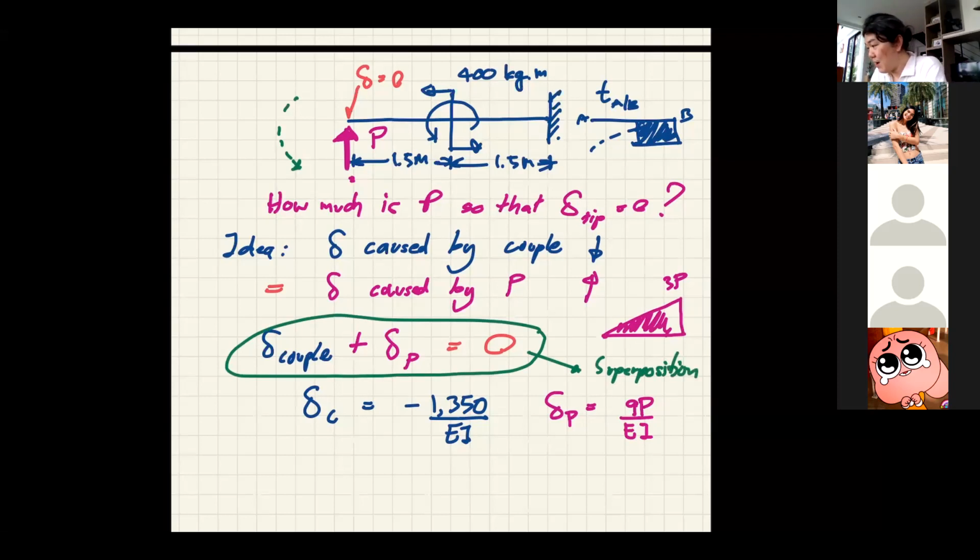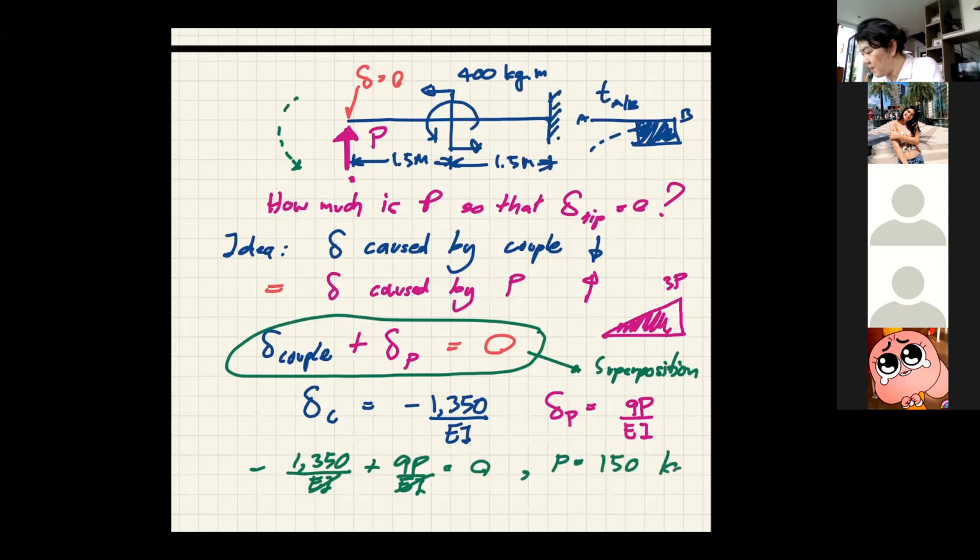Okay, I will now have 1350 over EI, oops, I'm sorry, this is minus, right? Plus 9P over EI equal to 0. So EI, they are gone. Now I can say that P must be equal to 150 kilogram force. That's my answer.